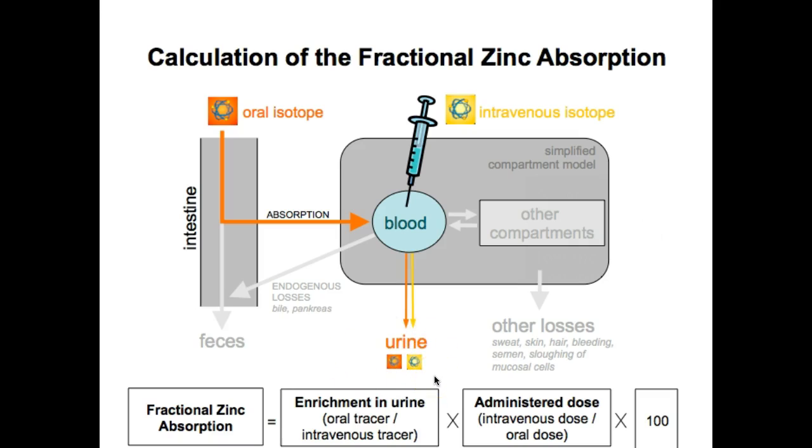We now know how much of the intravenous tracer was injected in the blood and which percentage was excreted in the urine. We don't know how much of the oral tracer was absorbed from the intestine into the blood, but assuming that the oral tracer has been excreted from the blood to the urine with the same proportion as the intravenous one, we can easily calculate the amount of the oral tracer in the blood and the proportion of the absorbed zinc.